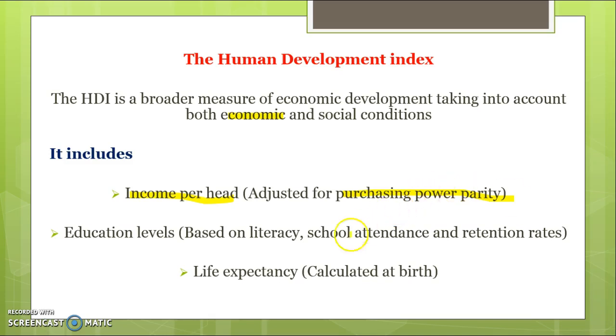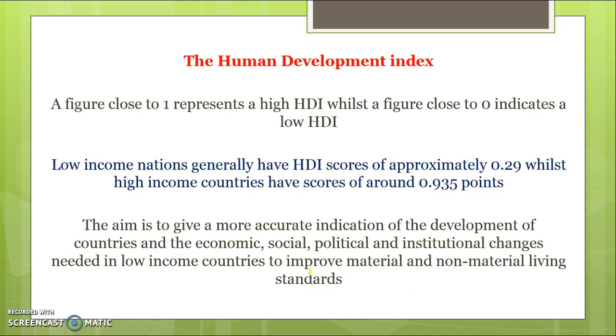Second one is education levels. That's based on a range of things, including literacy rates, school attendance, and then retention rates, so how long people stay in school. So it's probably the hardest one to measure. And then the last one is life expectancy, calculated at birth. So what's the average life expectancy of people within these nations?